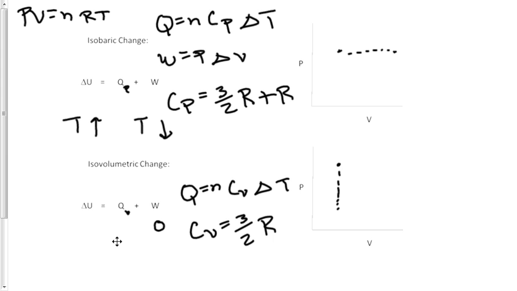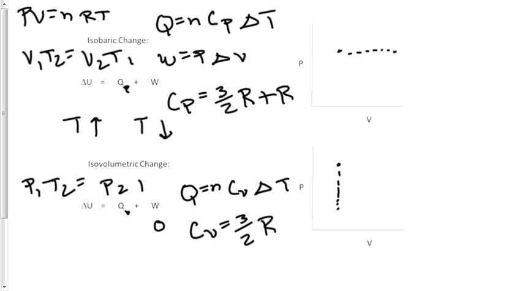Now let's relate this to something else. An isobaric change is really Charles' law: volume 1 times temperature 2 equals volume 2 times temperature 1. So that might be more familiar to you. Now what about isovolumetric? That's Gay-Lussac's law: pressure 1 times temperature 2 equals pressure 2 times temperature 1. So that might help you understand this in a little bit better fashion.